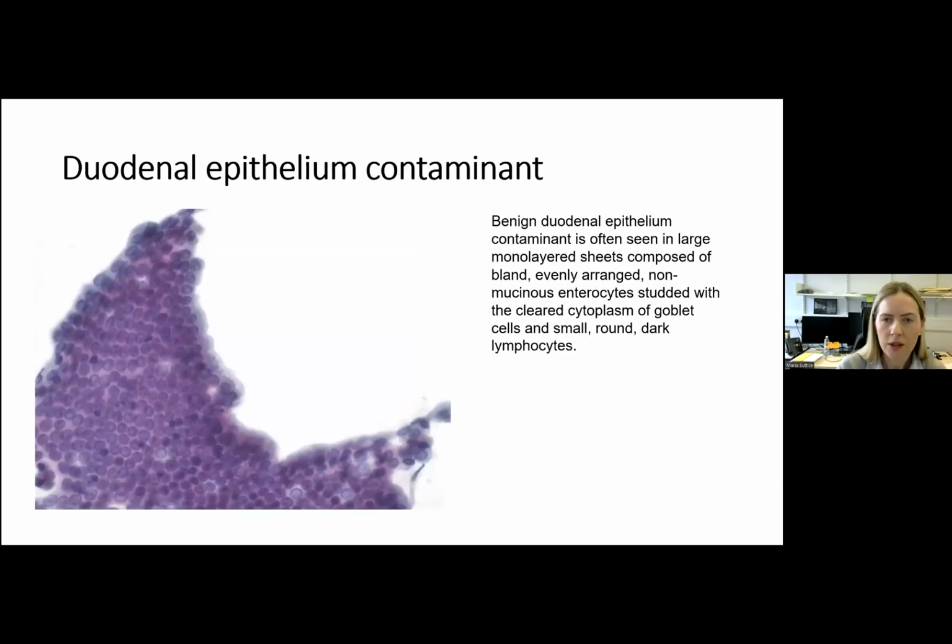The other thing to consider are contaminants that we may encounter during our cytological assessments, and these are predominantly related to where the lesion is and how it's been sampled. For example, with pancreatic head lesions, often a transduodenal approach, EUS, is performed. So you'd expect to see varying amounts of benign duodenal epithelium. This is a picture to show what it would look like in our cytology preparation. You can see that you have evenly arranged epithelial cells, and often you have cleared cytoplasm as a result of the goblet cells.